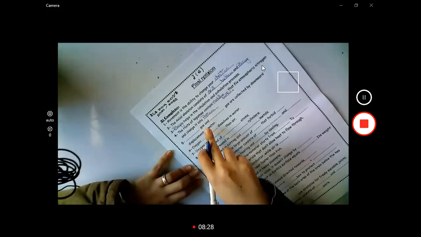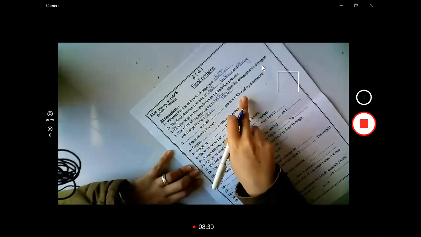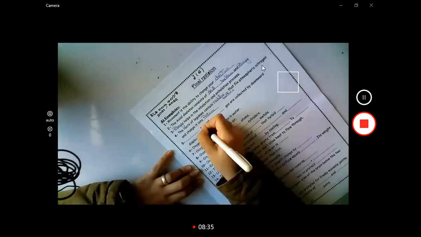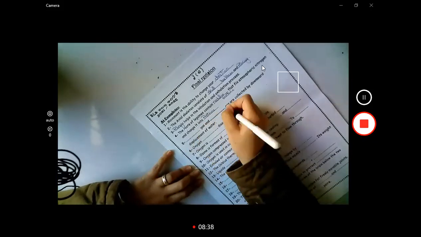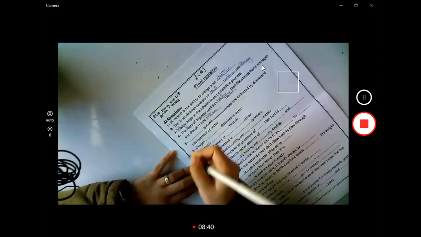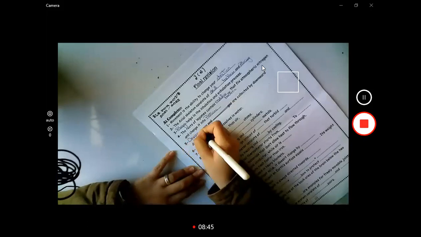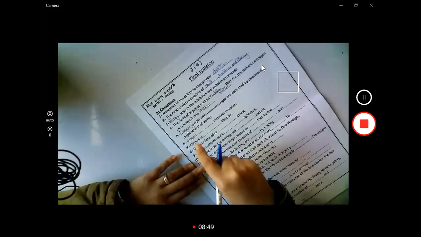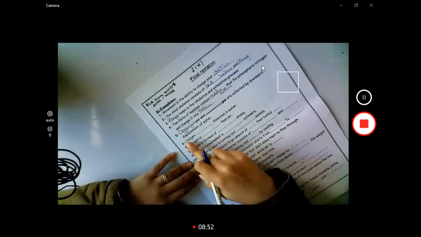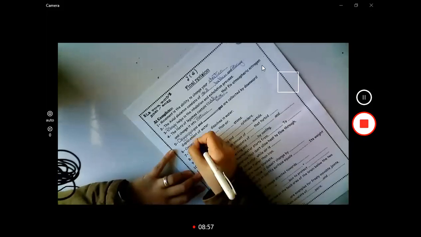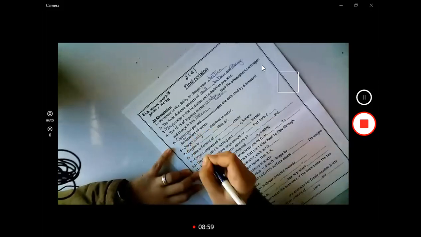This gas is collected by downward displacement of water. It is only one gas. Which gas is collected by downward displacement of water? Oxygen gas. Oxygen rarely dissolves in water. Oxygen is heavier than air.